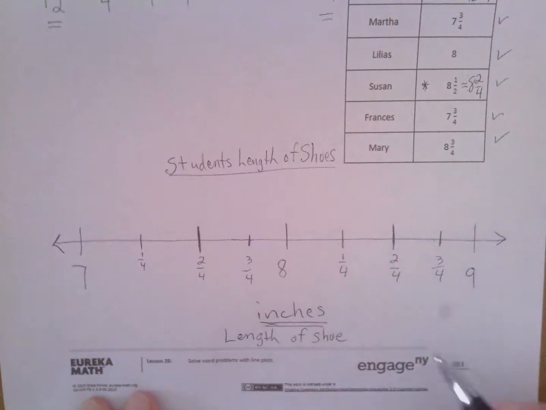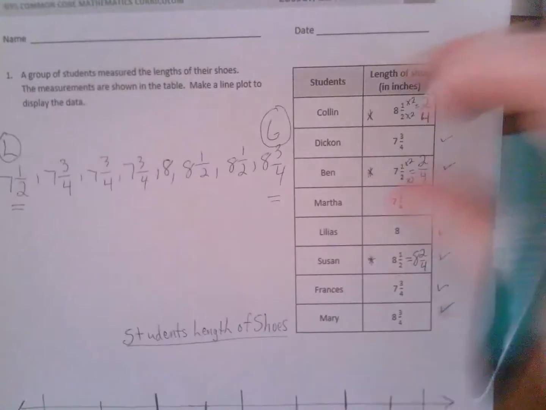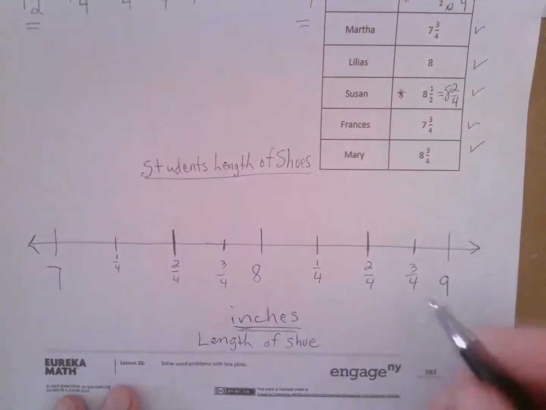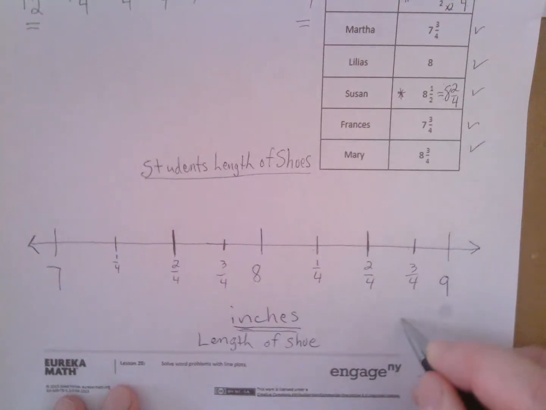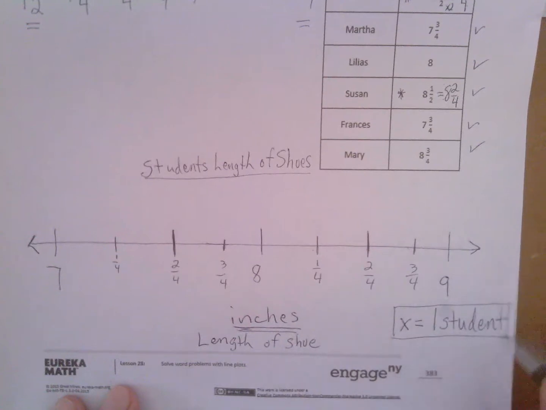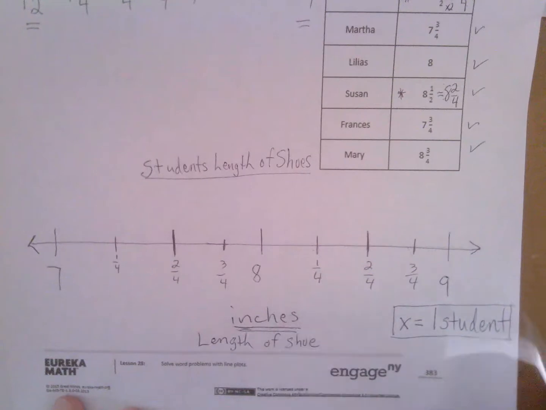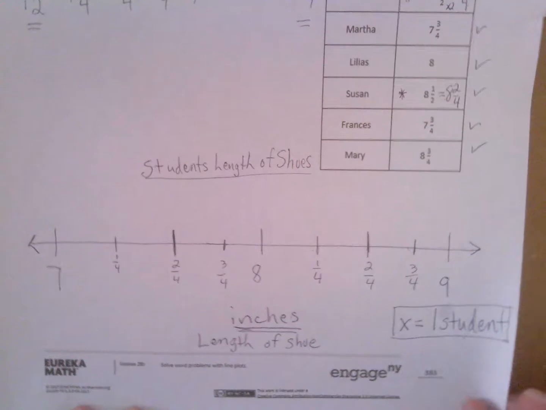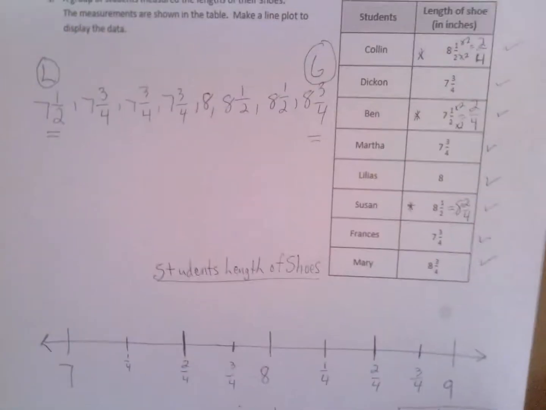And also we can throw in that the data that we're going to put on, the students here, are going to be represented with an X. So the X is going to represent one student. That's almost like our little map key. Each X is going to stand for one student. So now that we have our title, our label, and our key, now we're ready to put the data on our line plot. So let's go back to see what we had here.